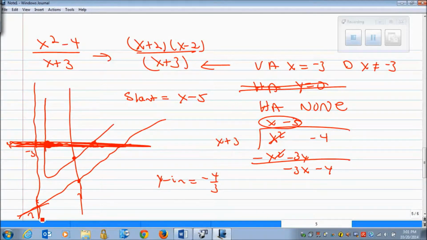All right, so now we figured out our slant and a hole, and I hope that gets you well on your way to graphing. Get ready for your warm-up tomorrow.